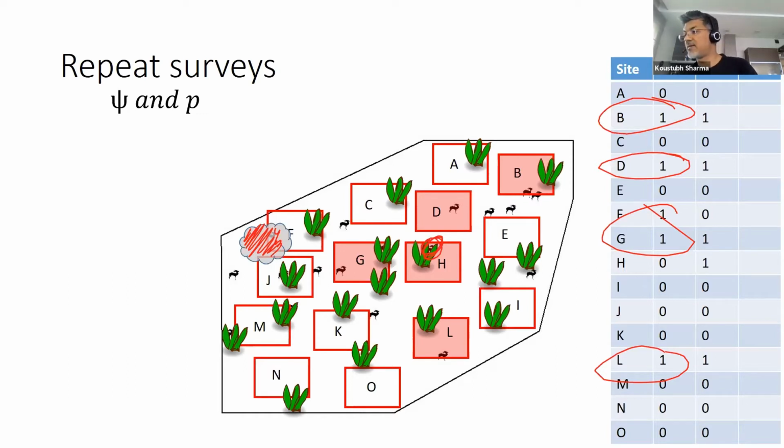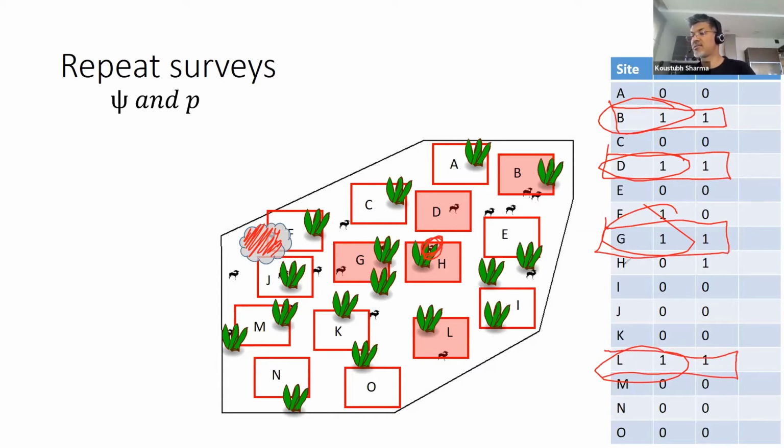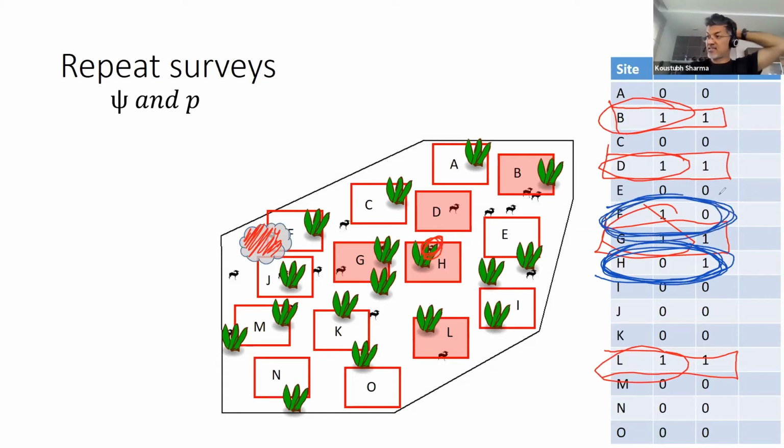In B, both the surveys I have detected it. In D, I have detected the species on both occasions. G, I have detected it on both occasions. And L, I have detected on both occasions. H is one of those units where when I went for the first time, I could not see it. But when I went for the second time, I ended up seeing the species. Now, this is an interesting occurrence. There's another interesting occurrence, which is this one, where in the first survey, although I saw the species, in the second survey, I just missed it.